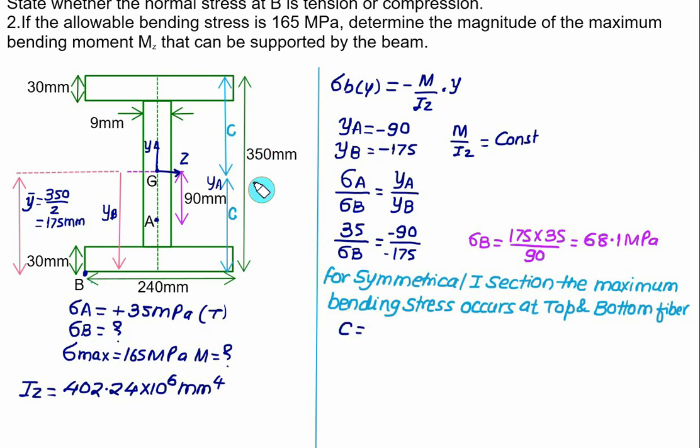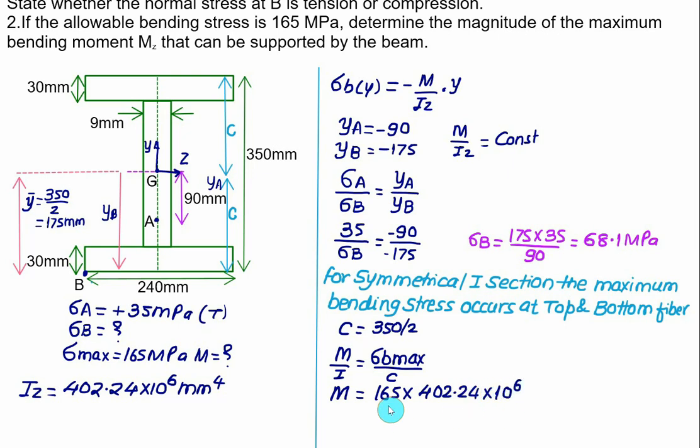So the value of C will be equal to 350 divided by 2. M upon I is equal to sigma B maximum by C. In that case, we can calculate the maximum bending moment M. The maximum bending stress is given as 165 megapascal. I is given as 402.24 into 10 to the power 6, and the whole thing is divided by C, the maximum distance out of top and bottom fiber from center of gravity.